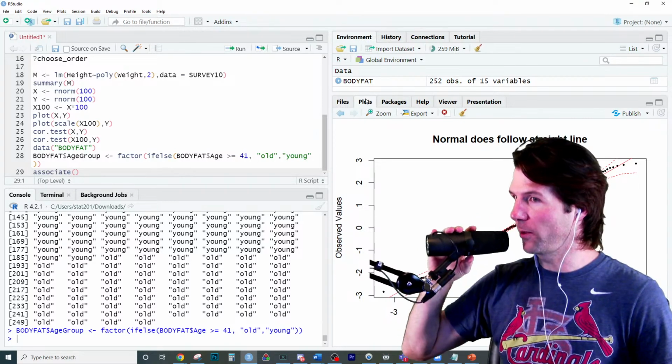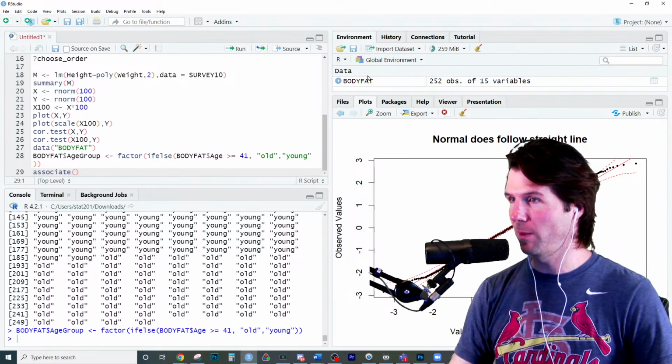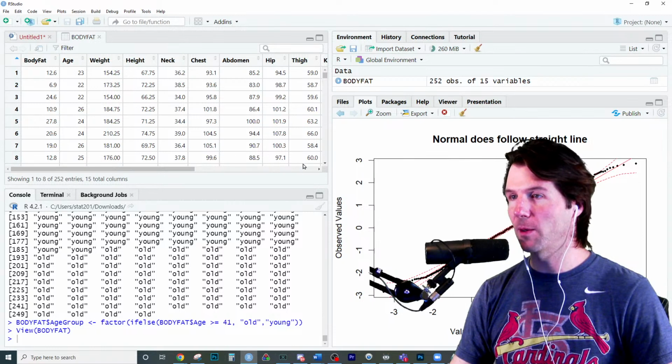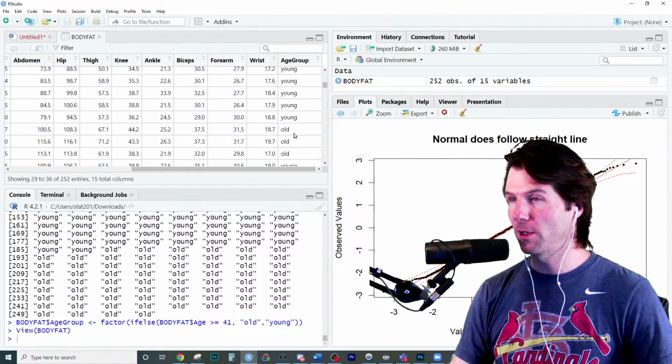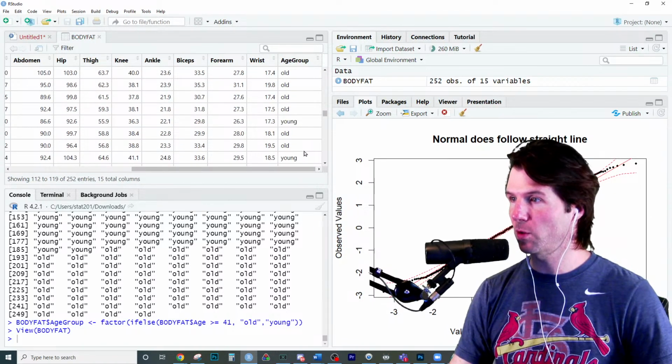I had to create a categorical variable right there. I created an age group variable right here, where you can see we have young versus old as an age group. I stored it as a factor.